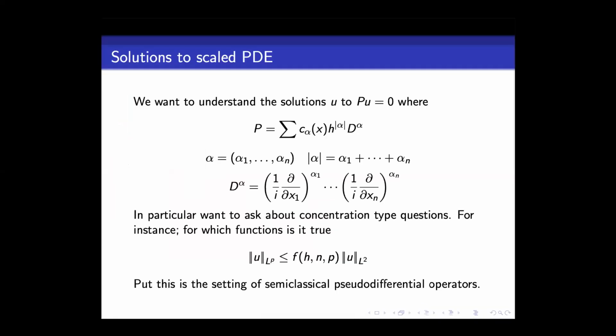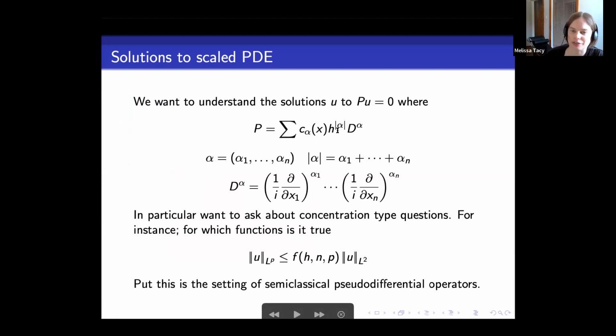There we go. So what I wanted to understand was solutions to P of U is equal to 0, where P is some differential operator, and I'm interested in these scaled differential operators. So what you've got here is a sum over various derivatives. This will be a finite sum, but I don't really care about what order it is. We use a multi-index notation, which is a nice compressed way of saying how many derivatives in which variable we need to apply. You've got your coefficients, and your coefficients can depend on x.